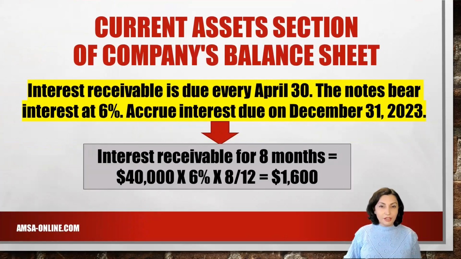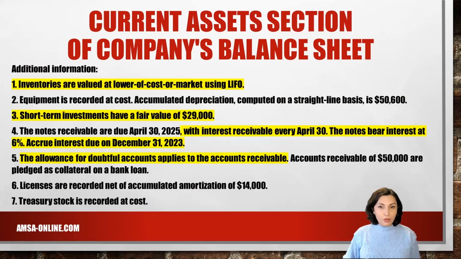The interest needs to be recorded for 8 months from May through December. The amount of interest receivable that needs to be recorded is calculated as follows. $40,000, which is the balance in the notes receivable account, is multiplied by 6% and multiplied by 8 and divided by 12. The allowance for doubtful accounts applies to the accounts receivable.